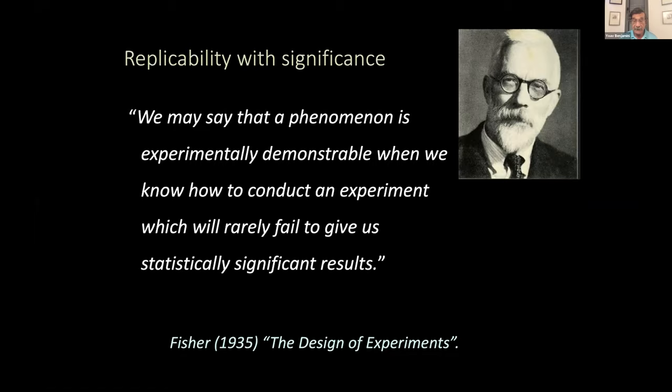So that's why Fisher introduced this idea that we may say that the phenomenon is experimentally demonstrable when we know how to conduct an experiment which will rarely fail to give us a statistically significant result, in the sense that the p-value will be less than some threshold in the original experiment, and will be less than that in the replicated one. This idea goes back, and in this statement, with all of the controversy around the p-value, significance testing was actually introduced to be able to quantify the idea of replicated results.